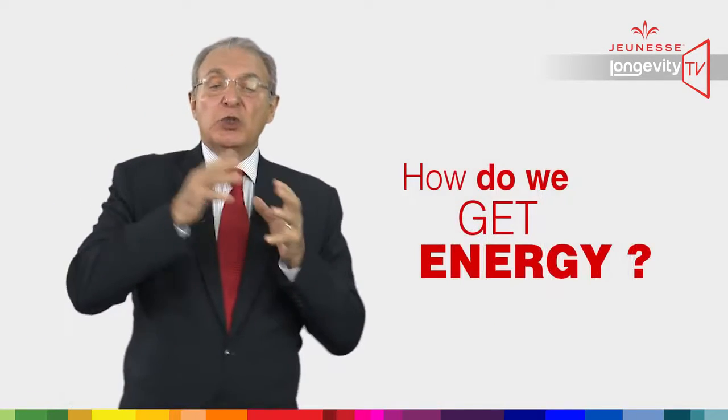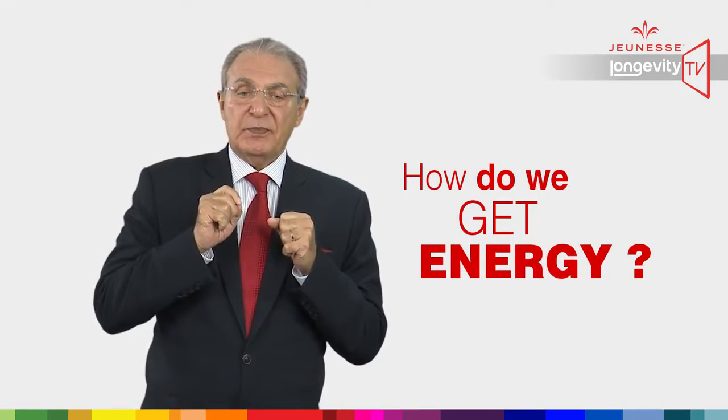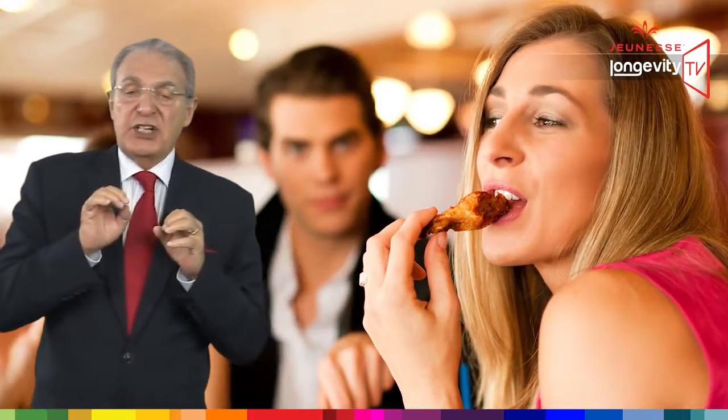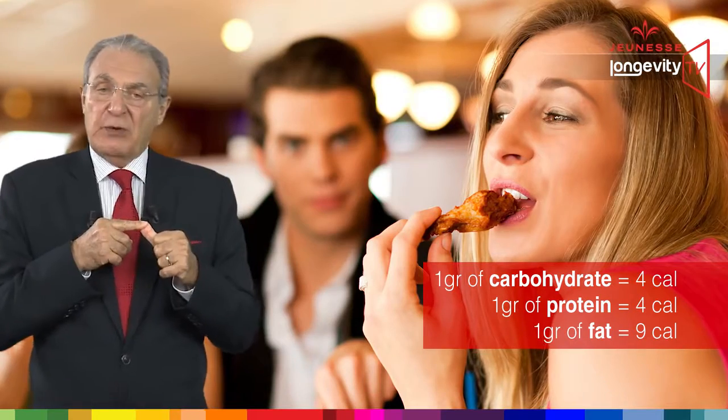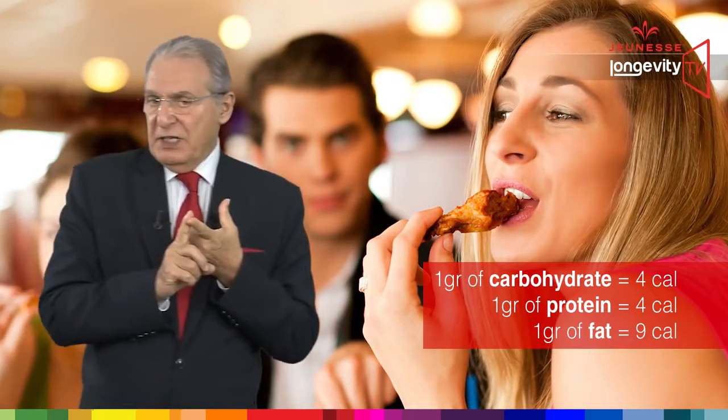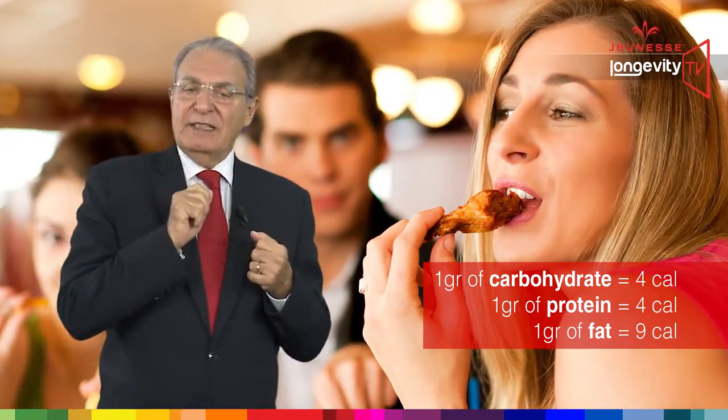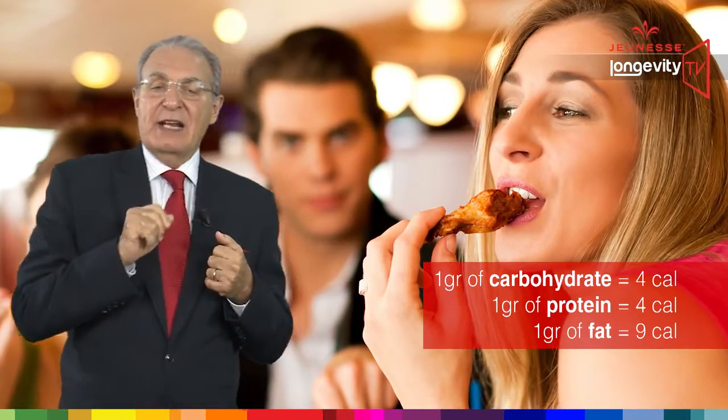So how do we get energy? The body will get energy only from food, knowing that 1 gram of carbohydrate will release 4 calories, same for proteins, but 1 gram of fat will release 9 calories. So it all depends on how much you eat and what kind of food you eat, if the food is rich in fat or in protein or in sugars.